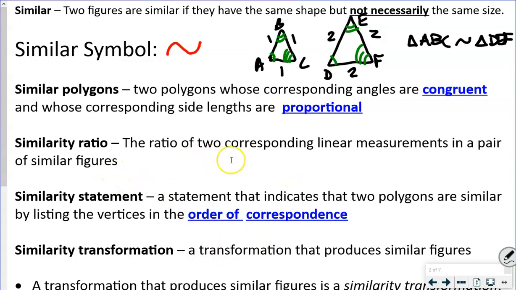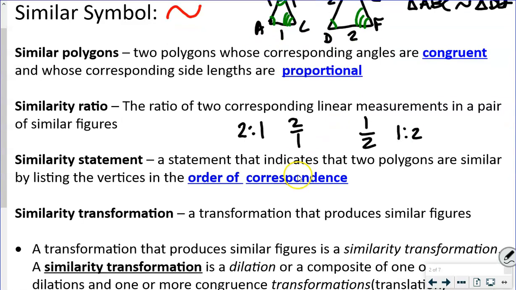So a similarity ratio is the ratio of two corresponding linear measurements in a pair of similar figures. So if we were going from ABC to DEF, it would be 2 to 1, which would be 2 over 1, right? Or if we were going from DEF to ABC, then it would be 1/2, right? Because it would be getting smaller. So it would be a 1 to 2 ratio, okay? A similarity statement is a statement that indicates that two polygons are similar by listing their vertices in the order of correspondence, like I did up here, okay?